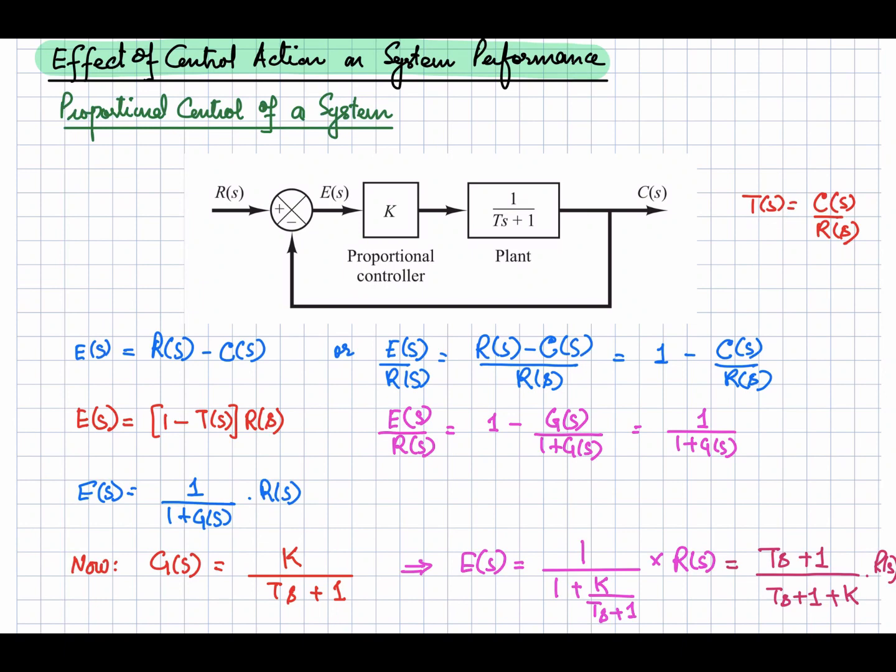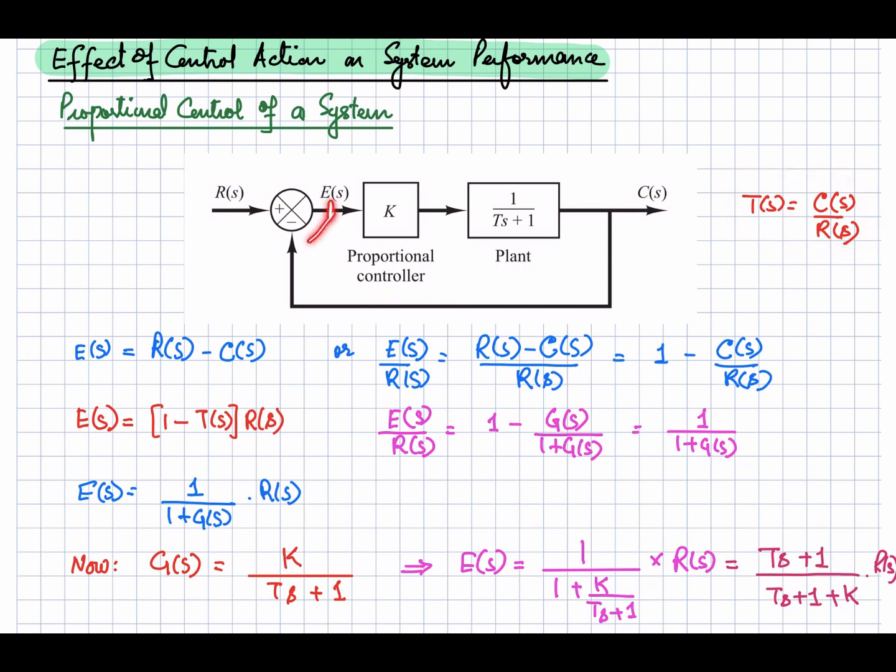Here you can see a block diagram in which you have the first order plant transfer function, and here you have the proportional controller. It's a unity feedback closed loop system. So the closed loop transfer function of this block diagram, let's suppose that is equal to T(s), and that will be equal to C(s) divided by R(s). So that's the closed loop transfer function for this system.